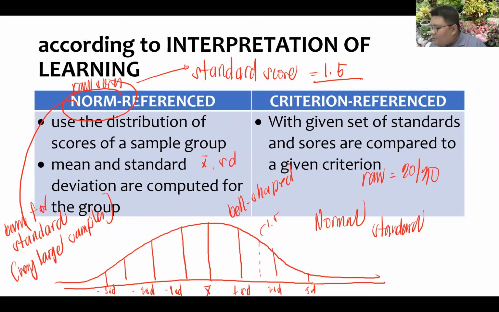Now, pag titingnan natin yung bell curve, who do you think performed the highest? Is it A, my student who is on 1SD? Or B, is it my student on 3SD? Or C, is it my student on negative 3SD? Sino po sa kanila yung may pinakamataas na score?